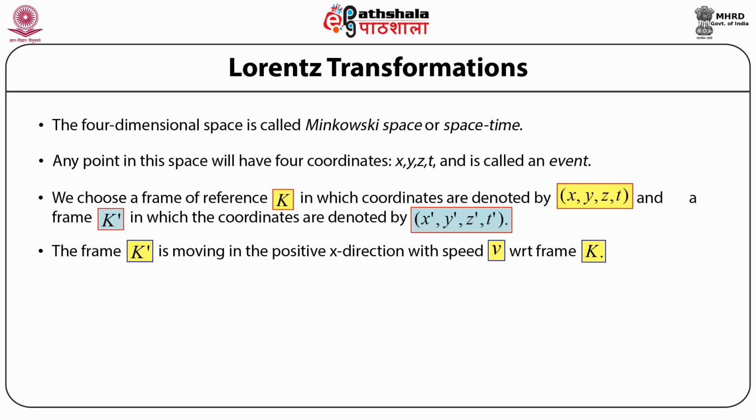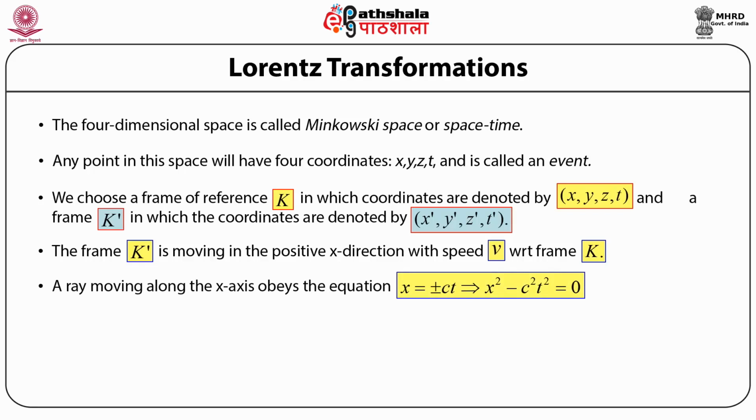So firstly, what we will see is that if we have light, that is an electromagnetic wave, which is moving along, let's say, the x-axis, then in time t, this light wave will cover a distance x equal to plus or minus ct, that is c times t, where c is the velocity of light and t is the time taken, or the time of measurement, in the K frame of reference.